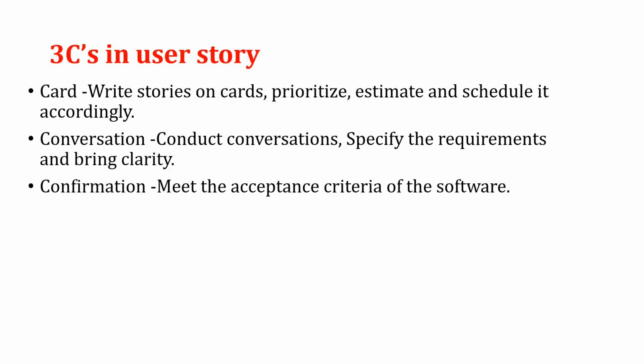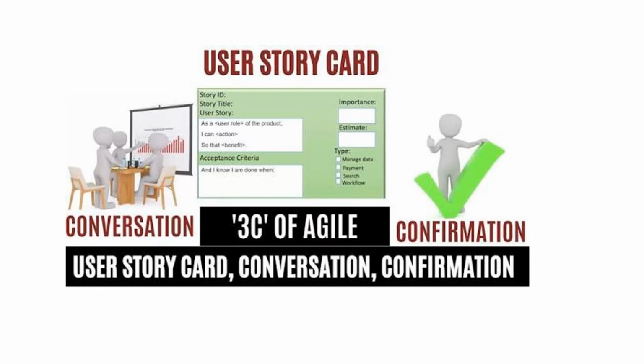For example, if the user story is about tracking a food delivery order, the team should confirm that the customer can actually view the order status and receive the expected information. These are the samples for user story card, conversation and confirmation processes.